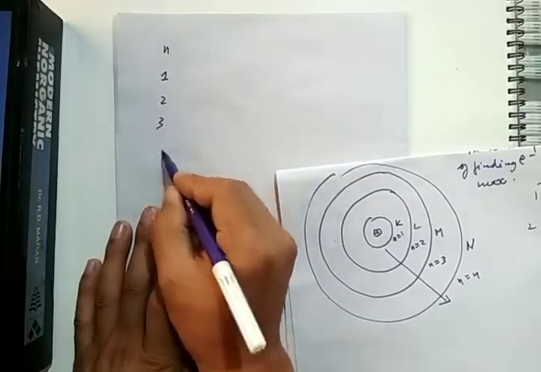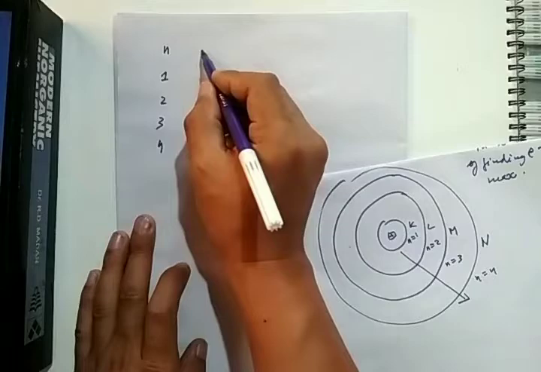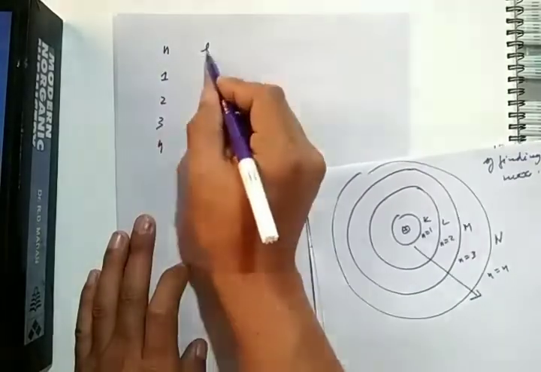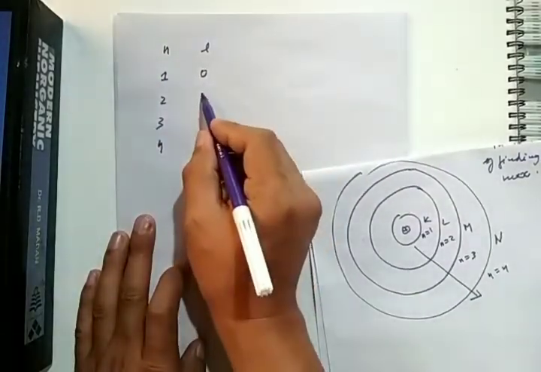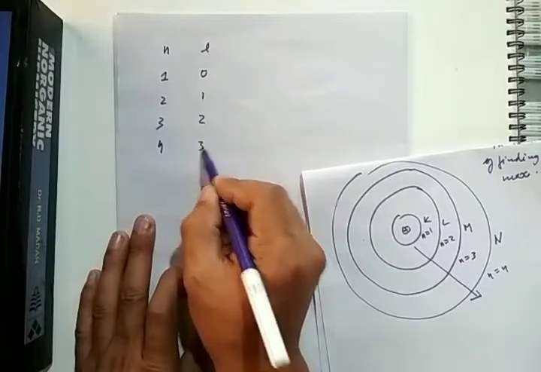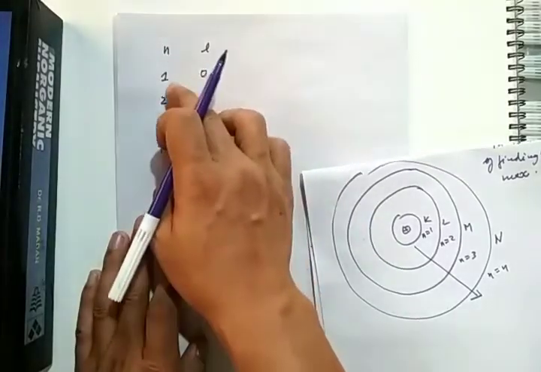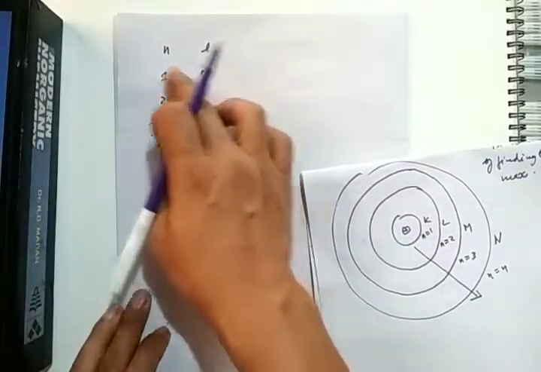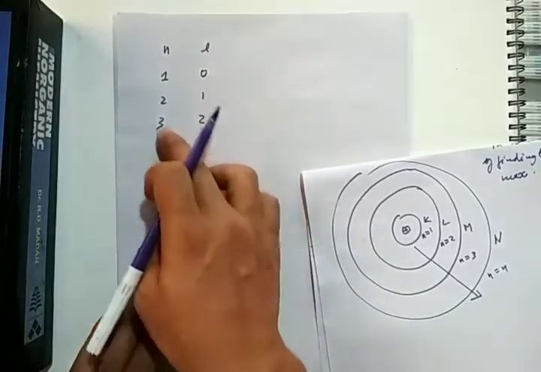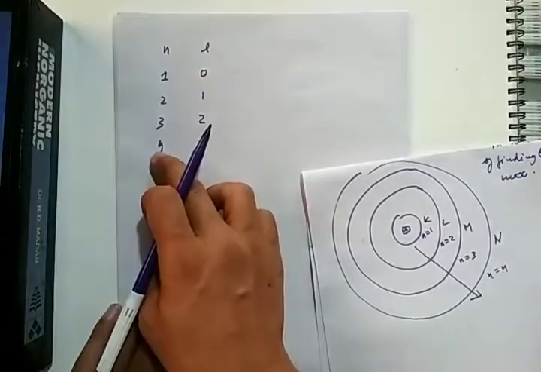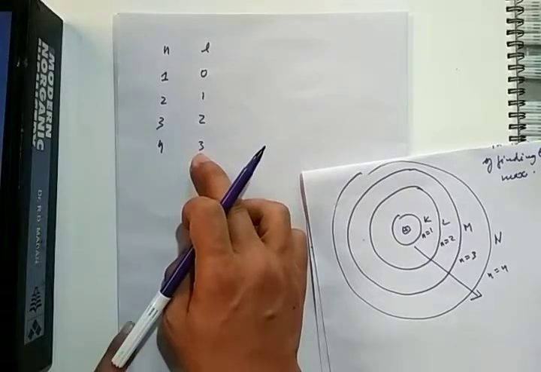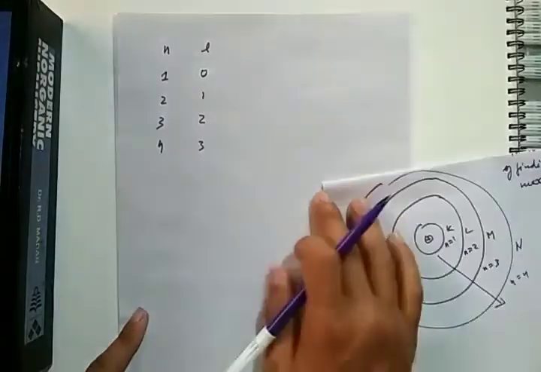For n equal to 1, 2, 3, 4: if n is equal to 1, then L will be 0. N is equal to 2, L will be 1. N is equal to 3, L will be 2. N is equal to 4, L will be 3.